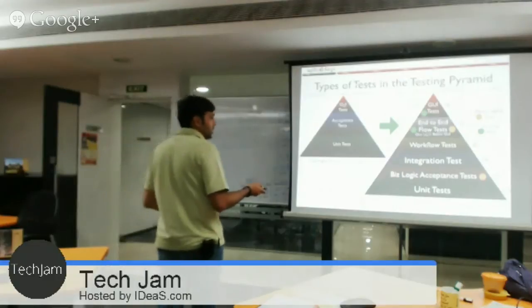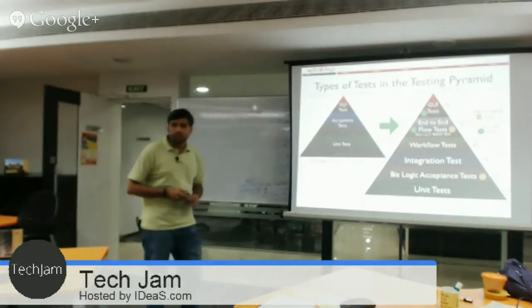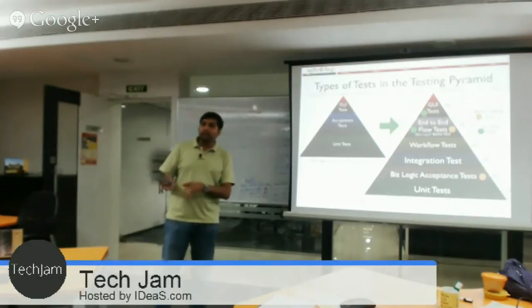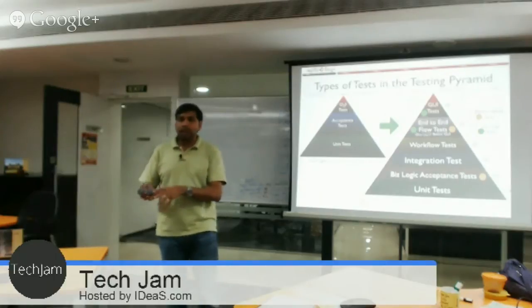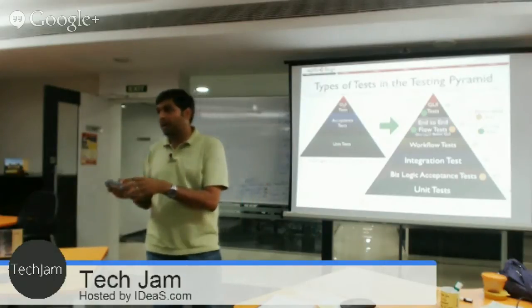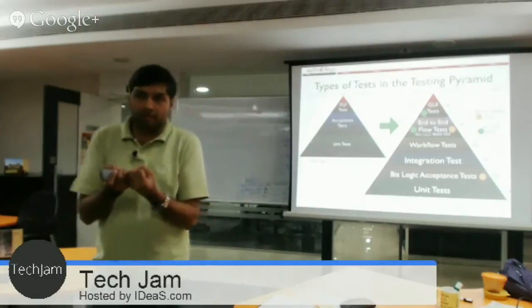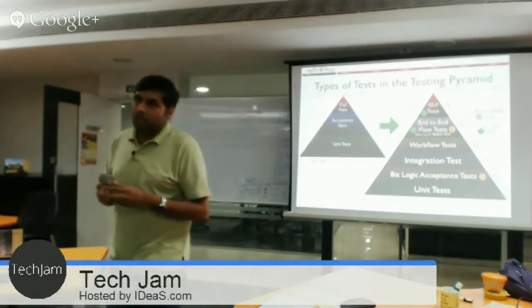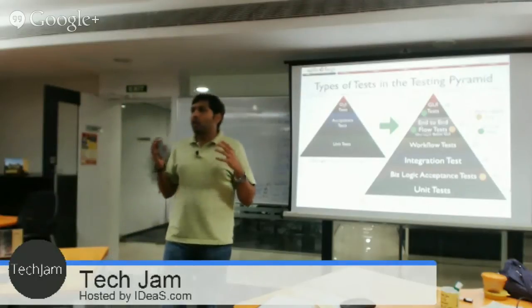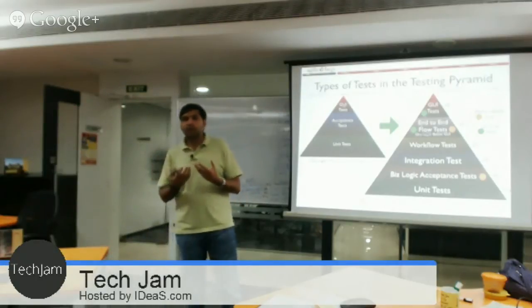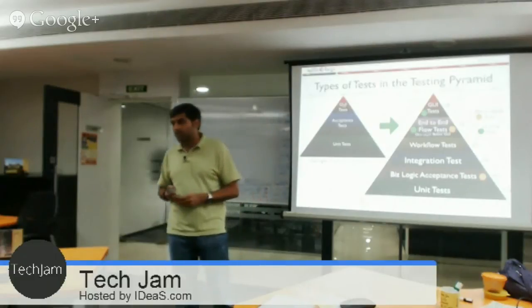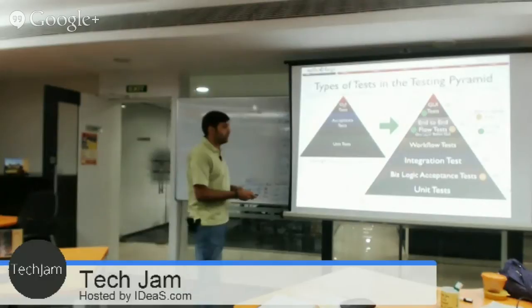What is a unit test? Depending on the paradigm you are in, whether an object-oriented paradigm, a procedural paradigm or a functional paradigm, each paradigm defines what the unit is. In an object-oriented world, a class is a unit. So a unit test would say, I want to make sure this class is working the way I want in isolation. That's the idea behind a unit test: I want to make sure this class works in isolation with itself.